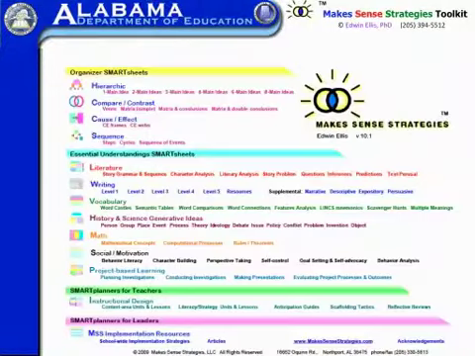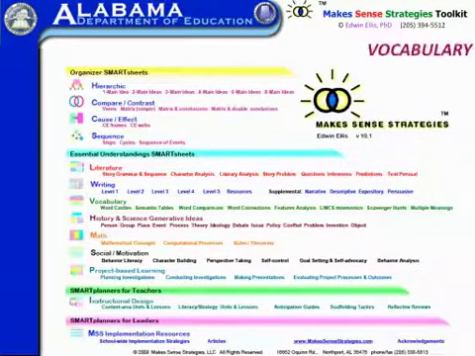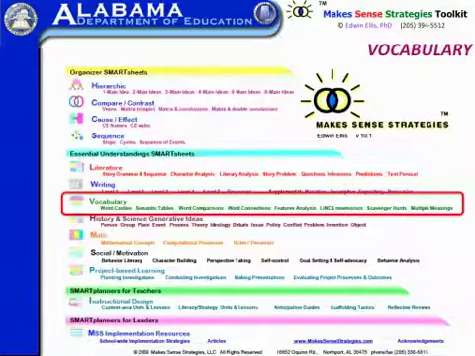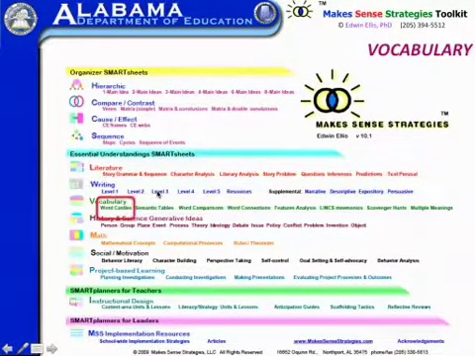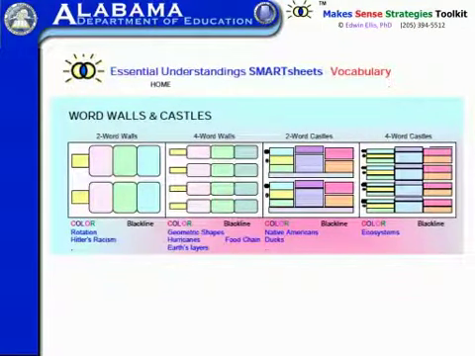which is also an important component of developing vocabulary. So on the home page of the Make Sense Strategies Toolkit, there's a whole section devoted to vocabulary. And so each of these sections provides links to specific smart sheets that do different things for teaching vocabulary. So for an example, I'm going to click on word castles, and when you click on that, this page will open up, and so you can see there's a couple of different types here.